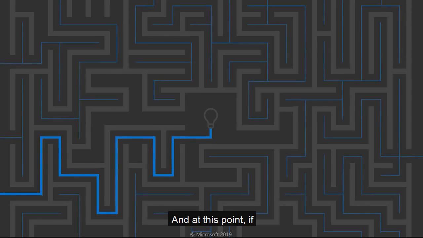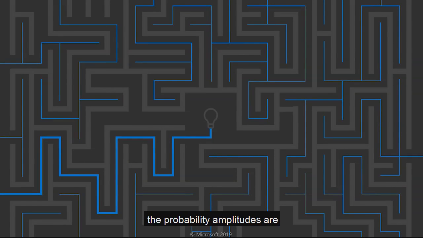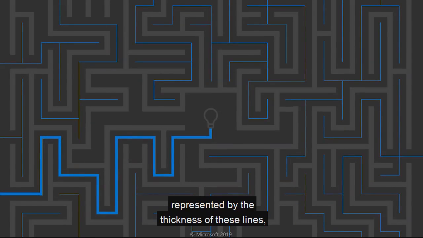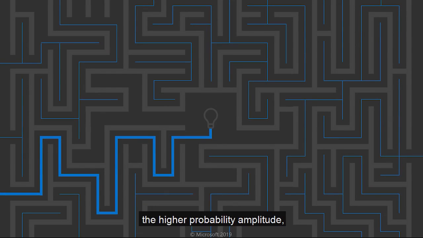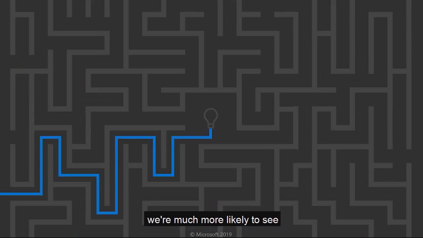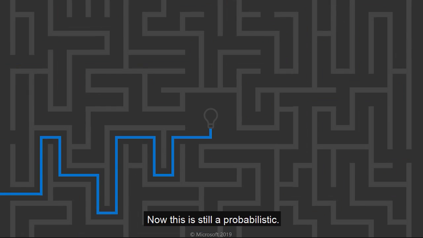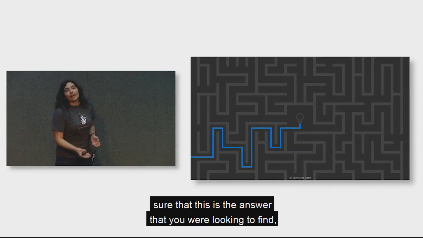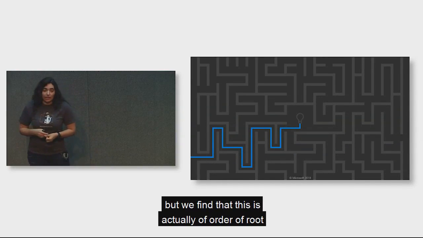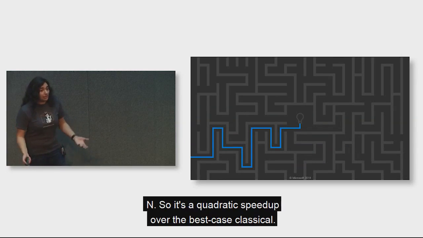And at this point, if the probability amplitudes are represented by the thickness of these lines, because the answer that we're searching for is so much thicker than the other lines, higher probability amplitude, we're much more likely to see the answer come out when we take that measurement. Now, this is still probabilistic. You would still have to repeat this a number of times in order to be sure that this is the answer that you were looking to find. But we find that this is actually of order of root n. So it's a quadratic speedup over the best case classical.